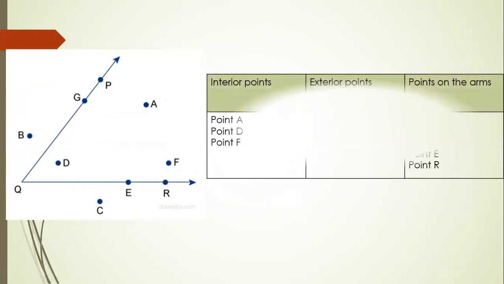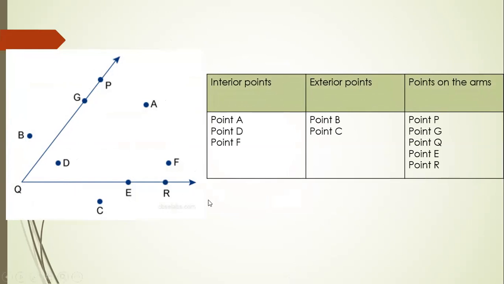Now, if an angle is formed, there are points which are inside the region of the angle, there would be points which are on the angle, or there would be points which are outside of the angle. Those which are on the angle are called points on the arms. So the arms are ray QP and ray QR. So point P, point G, point Q, point E and point R are points on the arms.